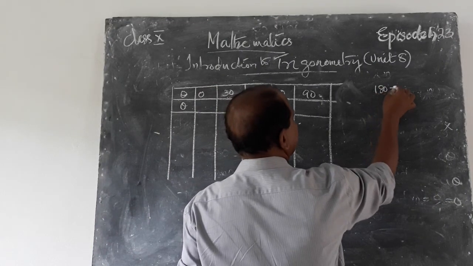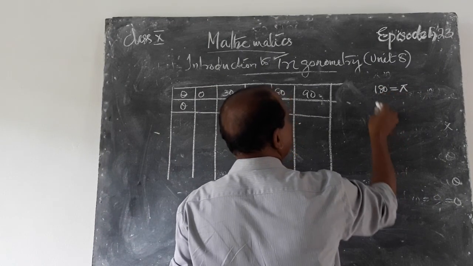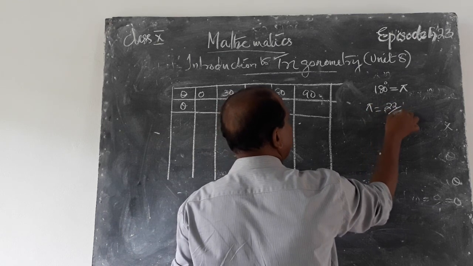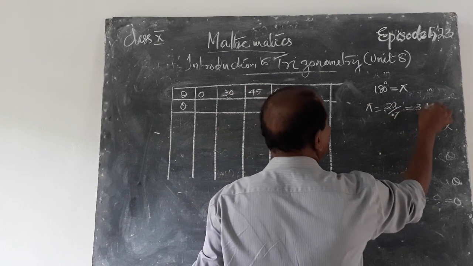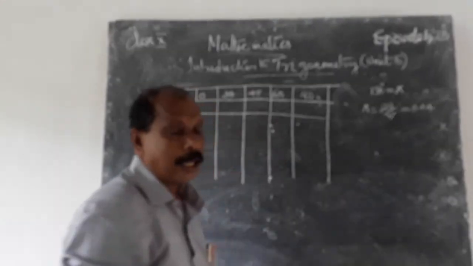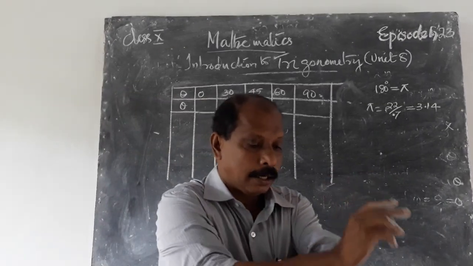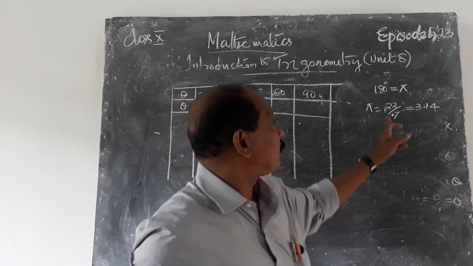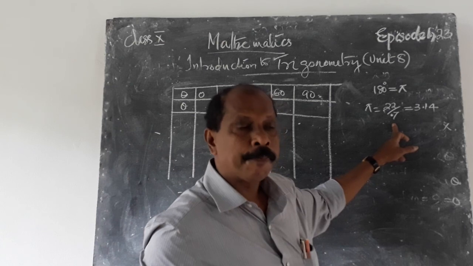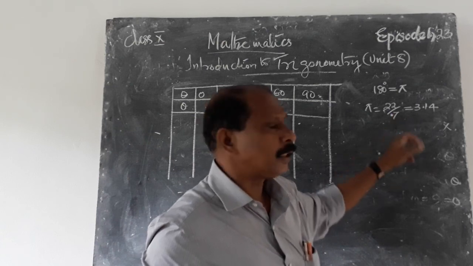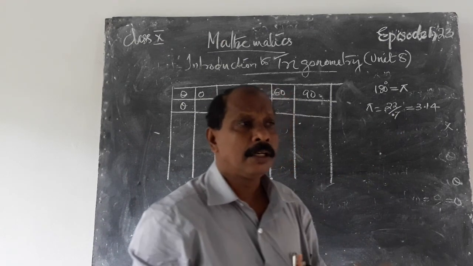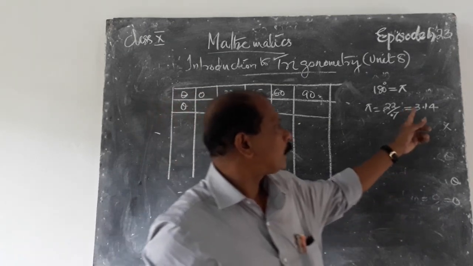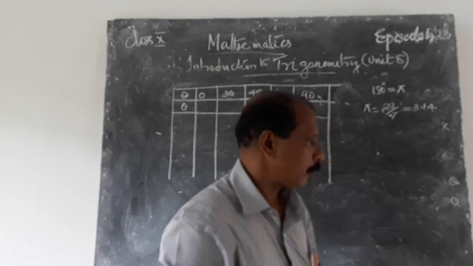180 degrees is equal to pi. What is pi? 22 by 7, or 3.14 as an approximation. There are two values of pi. Pi is a Greek letter used in mathematics. Pi is 22 by 7, that is the actual value, but it is not exactly divisible by 7, so it is a recurring decimal. Therefore, it is written as 3.14, which is an approximation.